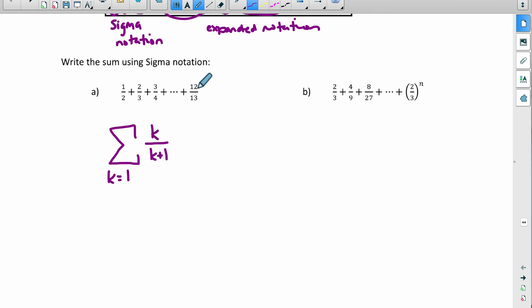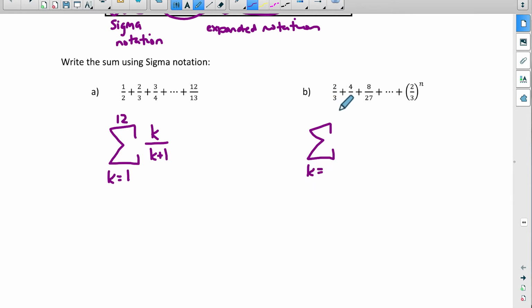What's our last term? We want the k to be 12. We want our last term to be 12 there. And that'll work. That's it. Finished. Okay, another one here. Oh, I'm not so good at drawing these sigma signs. So let's start with k equals again.